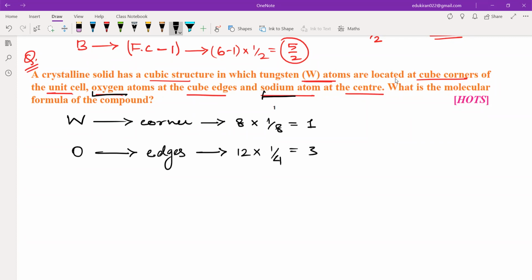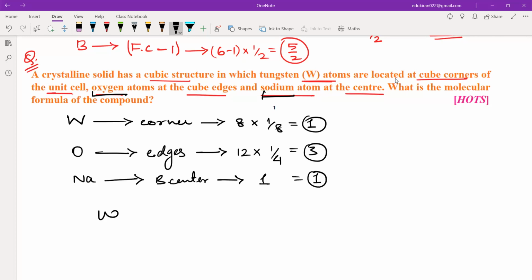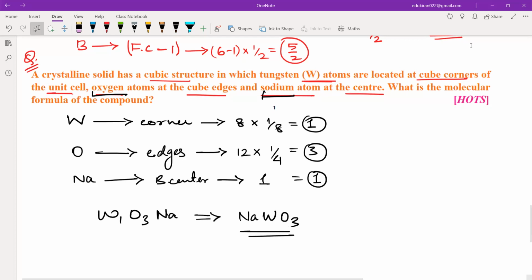Then we have sodium atom at the center. Center means body center, okay? So we'll have 1. Contribution is also 1. So we have 1, 3, and 1. W is 1, oxygen is 3, and Na is 1. Now we know that the metals are written first. So you'll write it like this: sodium, then tungsten and O3. So this is the formula of the compound.